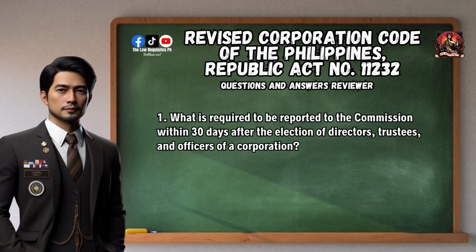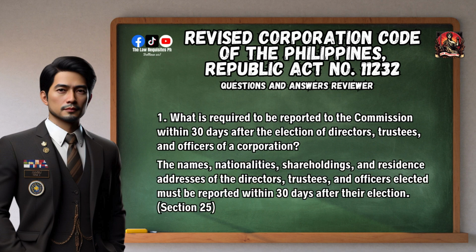1. What is required to be reported to the Commission within 30 days after the election of directors, trustees, and officers of a corporation? The names, nationalities, shareholdings, and residence addresses of the directors, trustees, and officers elected must be reported within 30 days after their election. Section 25.